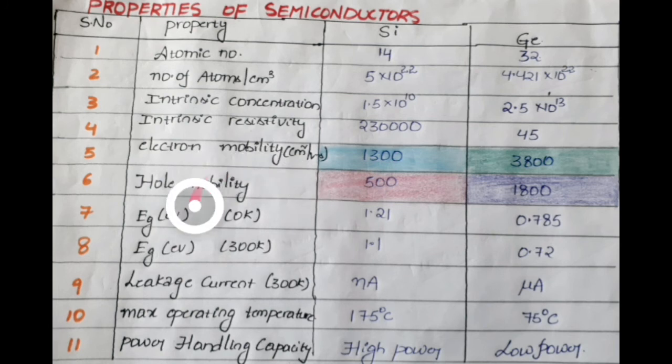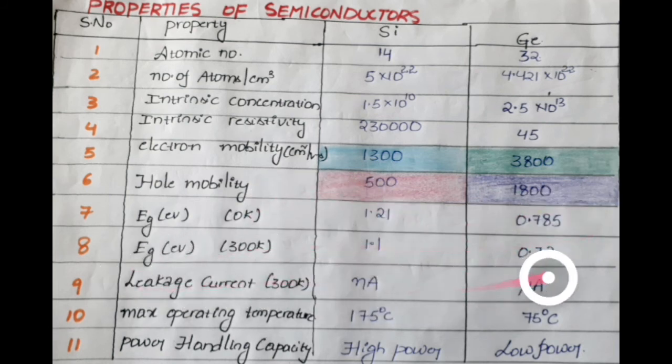Now coming to the energy gap. Energy gap at 0 Kelvin is 1.21 electron volts for silicon. For germanium it is 0.785. Similarly, the energy gap at 300 Kelvin of silicon is 1.1 and germanium is 0.72. And these energy gap values are very important.